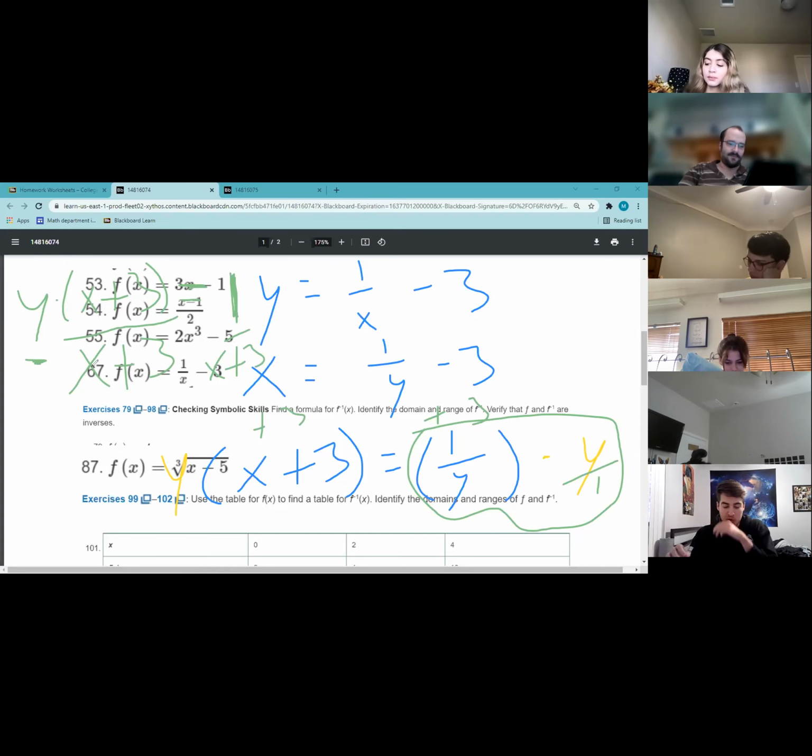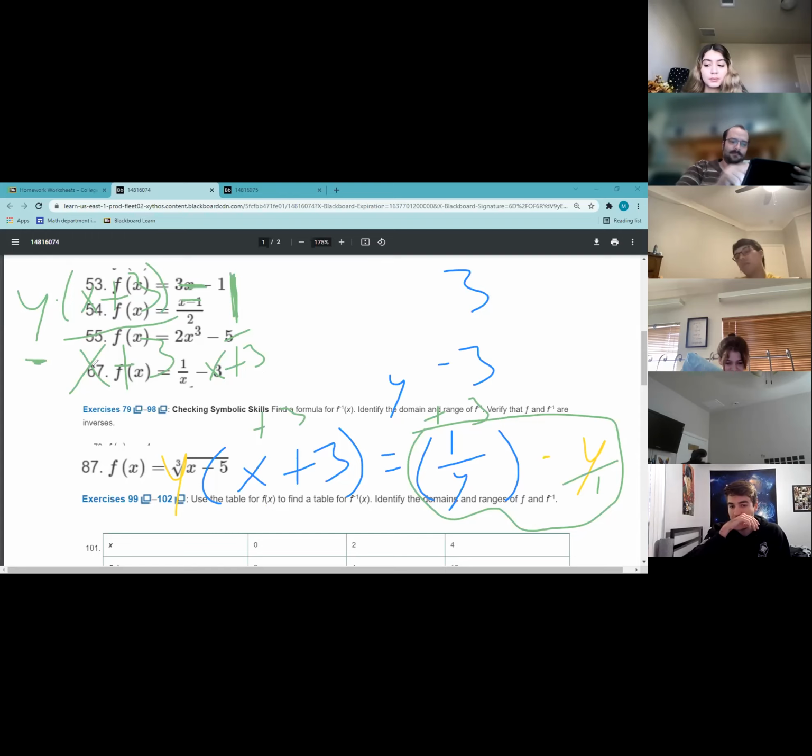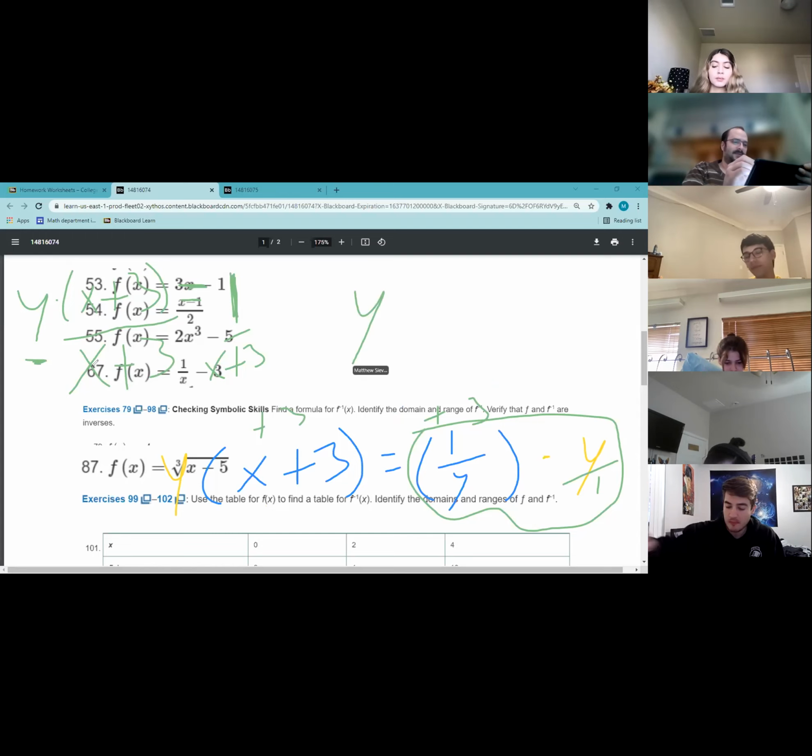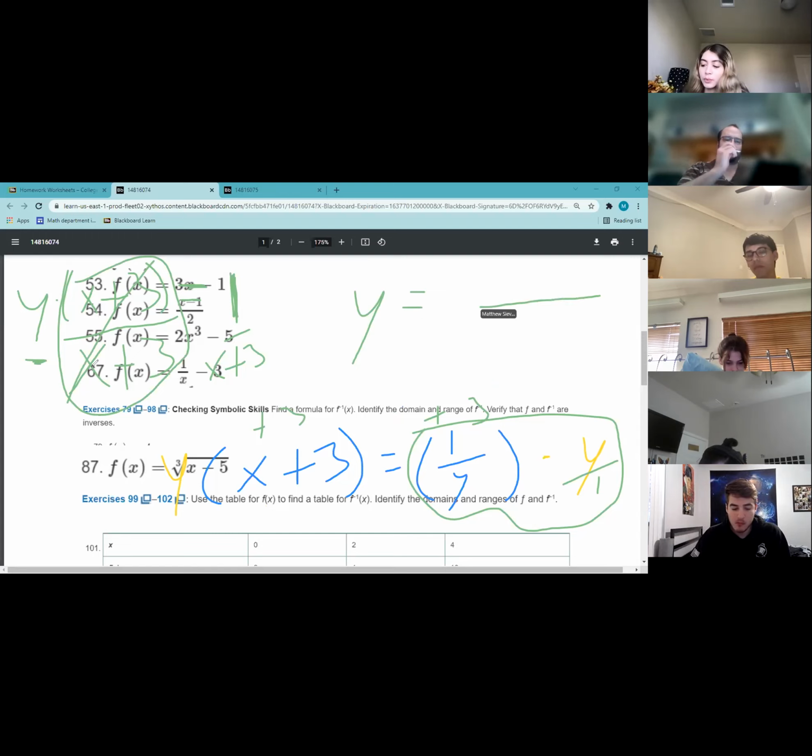I'm running out of room, so I think I'm going to erase some older stuff. So on the left side, I have y. I have an x plus 3 over an x plus 3. What is that going to be? They cancel each other out. Yeah, that would simplify out. So I should have just y on that side. And on this side, I have what? Would it be 1 over x plus 3? That's it.